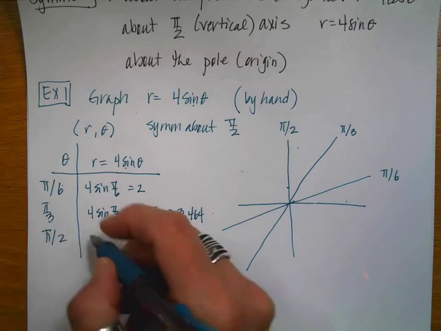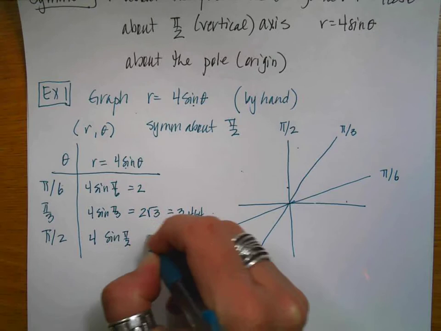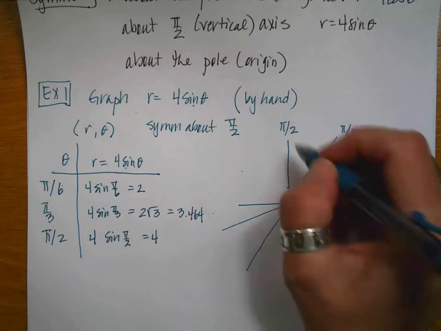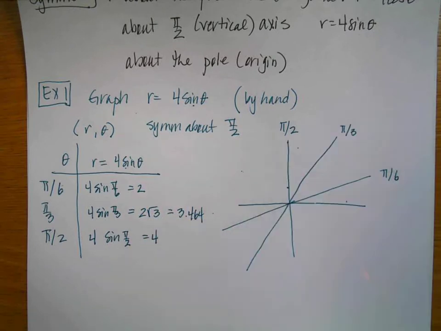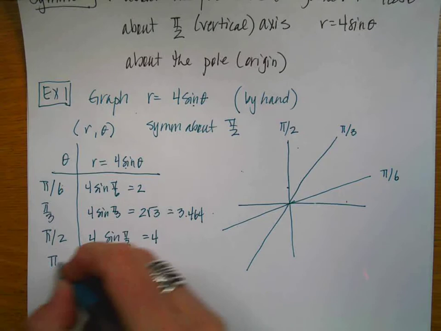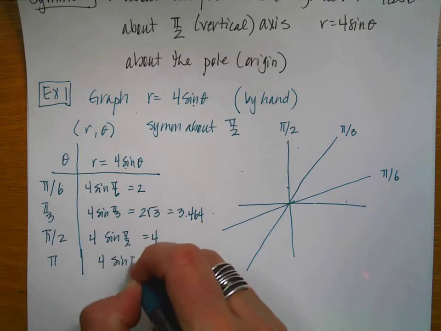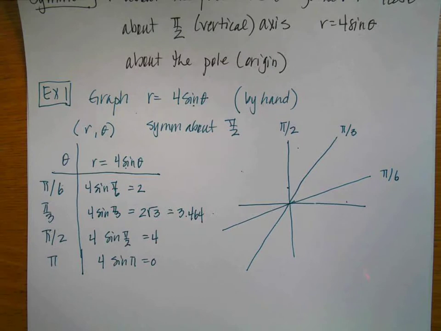And then I could do pi over 2, and I would have 4 sine pi over 2, and that's going to be 4. Pi over 2 is here. And then I had on my graph that I'm going to do pi, and I'll show you what happens when we choose that. So 4 sine pi is going to be 0.